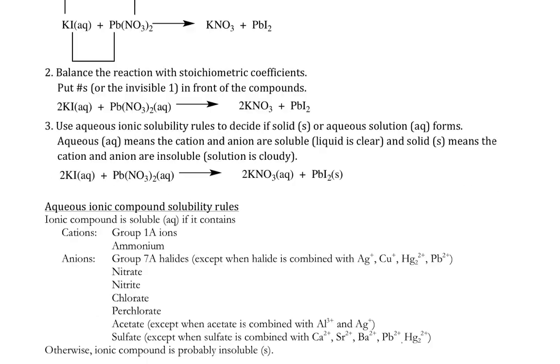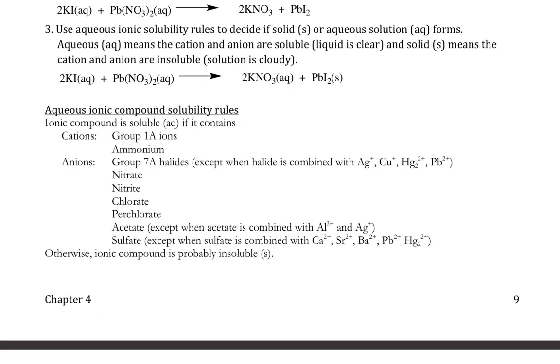When we look at the solubility rules, we see, okay, cations, group 1A. Well, K is from group 1A, so automatically we say that's aqueous. The Pb is not group 1A, it's not ammonium, so we have to go to the anions to see if we can learn anything. Well, I minus is a group 7A halide ion, and those are soluble except when the halide ion is combined with Ag+, Cu+, Hg2 2+, or Pb2+. Well, there it is, so we know it's a solid.